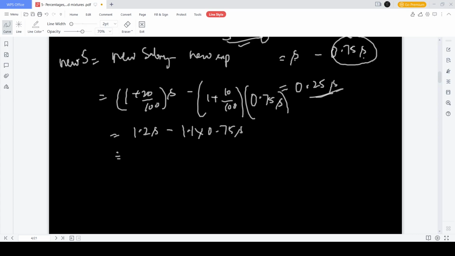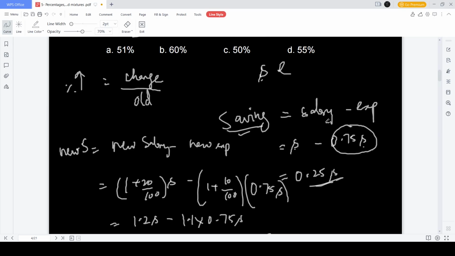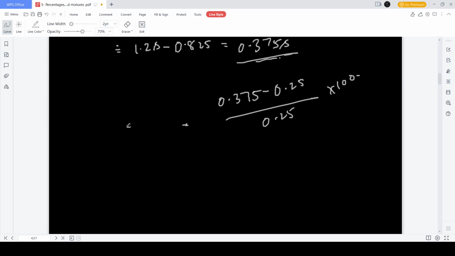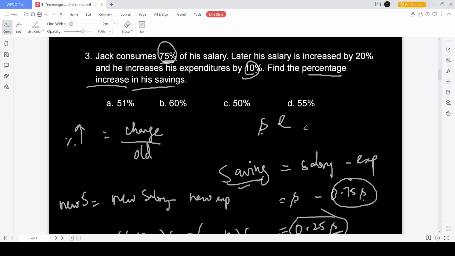Okay, this comes out to be 1.2 S minus 0.825 S, which is 0.375 S. So this is his new savings. Now percentage increase is nothing but change by old value, right? And old savings was 0.25 S. The change will be subtract this. So it will be 0.375 minus 0.25 divided by 0.25 into 100, obviously because it's a percentage. It's 50%. So there's a 50% increase in his savings, even though his expenditure went up, because his salary went up 20%.